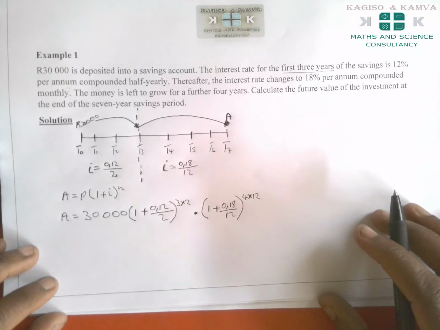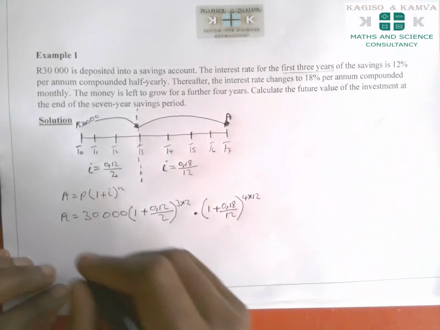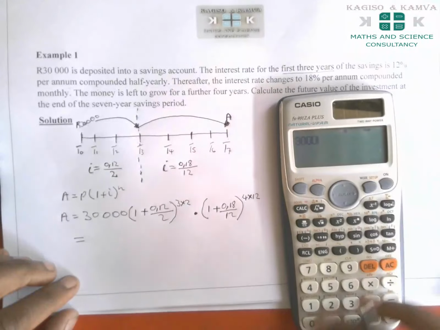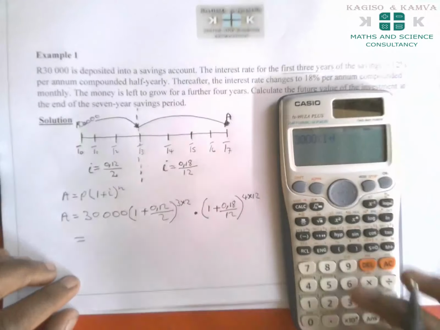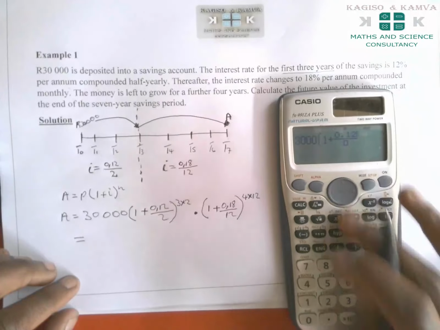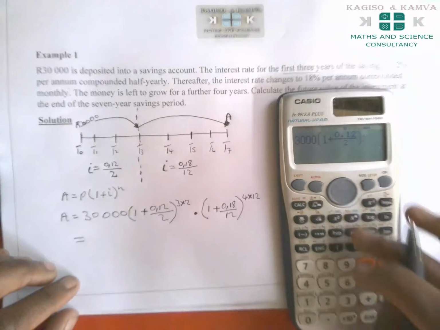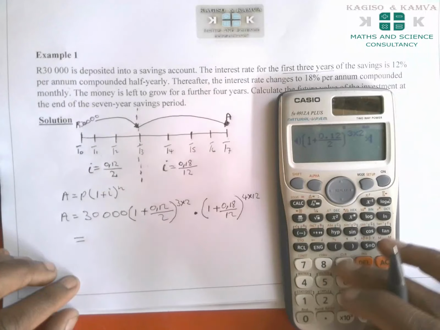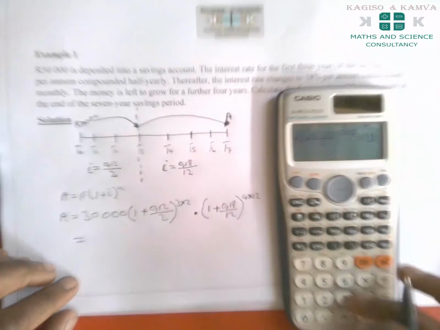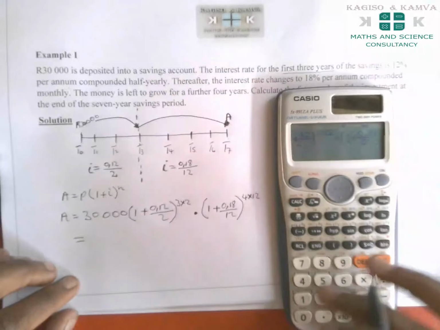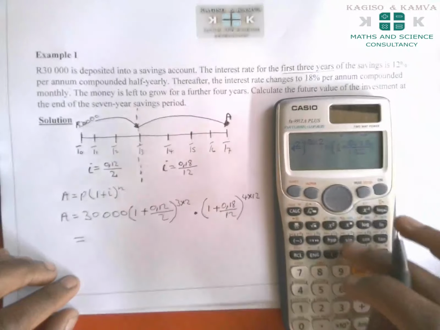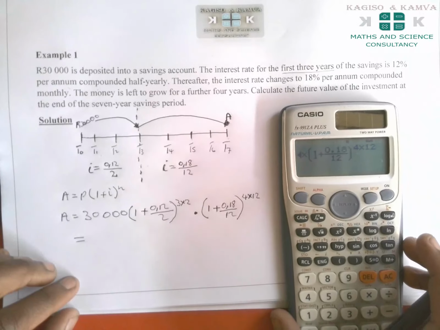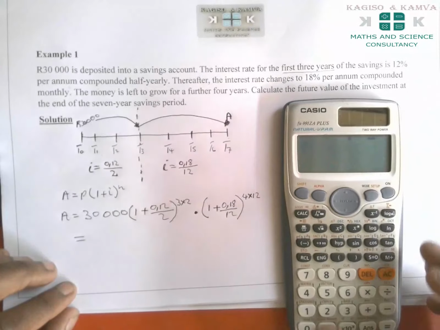So at the end of the 7-year period, we are going to have how much? We are going to have 30,000 multiplied by 1 plus 0.12 divided by 2, which is half yearly, to the exponent 3 times 2. All this multiplied by 1 plus 0.18 divided by 12, and then all this for the 4 years, 4 times 12, like that, and then you punch it in your calculator.